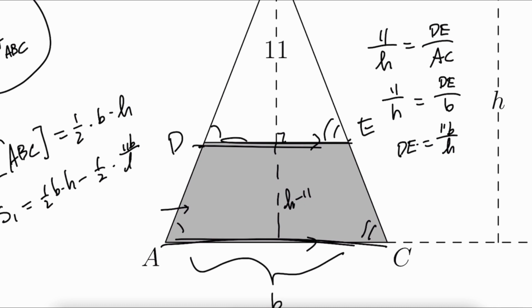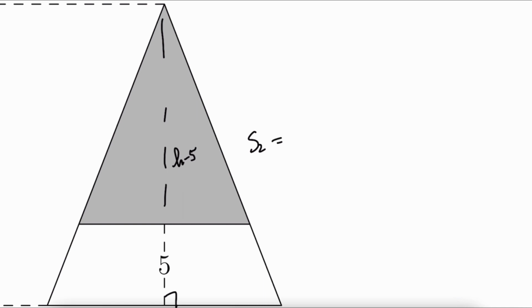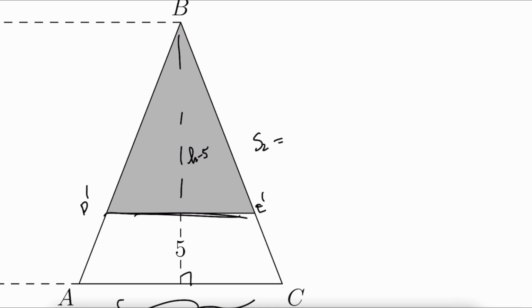11B over H times this height, which is 11. All right, so 1 half BH minus 121 over 2, B times H, B divided by H. That is the area of shaded 1. Shaded 2 is similar, but over here, I guess we'll call it D prime, E prime. This over here is going to be D prime, E prime over AC is equal to H over 5 over H.